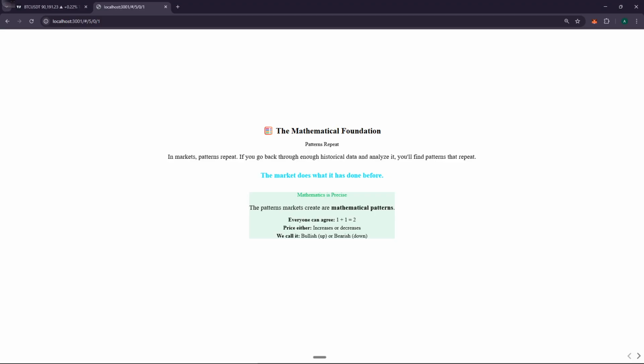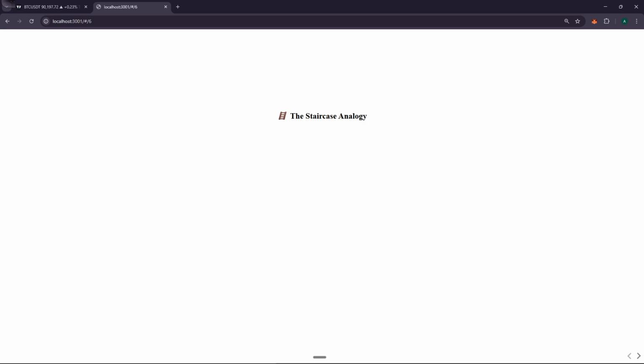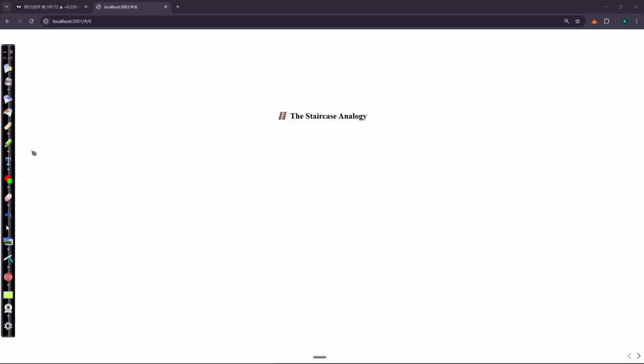Mathematics is precise. Everyone on this earth can agree that 1 plus 1 equals 2. And price either increases or decreases. That's what the market does. Price goes up, we call it bullish. Price goes down, we call it bearish. Nothing more complicated than that. So here's how I want you to think about this: like a staircase. Imagine a staircase going up where every step is consistent. So if I draw a staircase for you, see here, have a line.